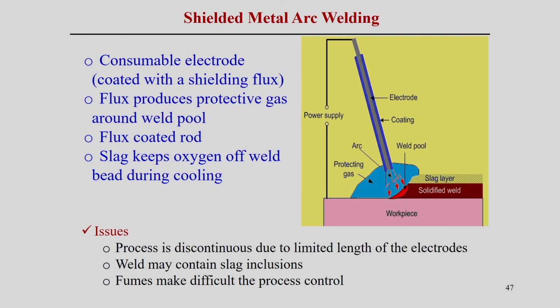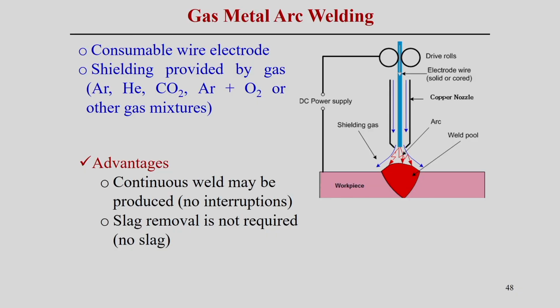Fumes make process control difficult. If you observe this kind of process, there are lots of fumes normally generated in this arc welding process. Because of that, it is sometimes difficult to capture the data and automate the process using shielded metal arc welding. But if you look into the gas metal arc welding process, it uses a similar principle, but in this case a continuous supply of wire is required. So, a consumable wire electrode, with a continuous supply of wire from the spool.